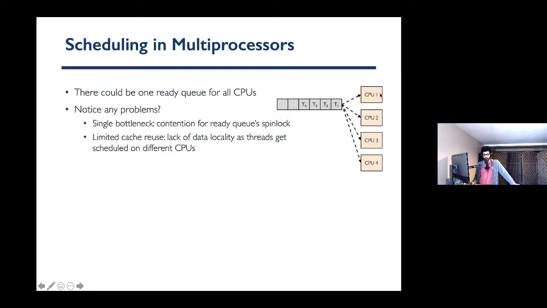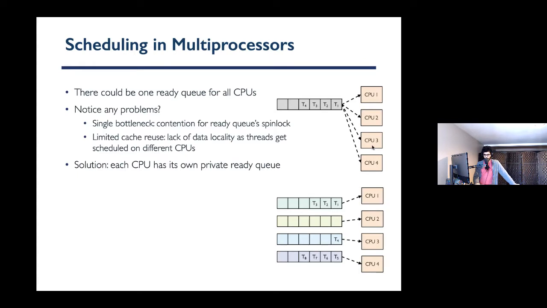There are no other tasks in the system. So T1 goes to CPU 1, runs, caches some data, and then comes back. And by chance, next time CPU 3 dispatches T1 or dequeues T1 and starts running it. So now T1 is running on CPU 3. It has to cache all its data again, because there is no guarantee that it's going to go back to the same CPU that it started with. So you would get really limited cache reuse, and that could have performance implications as well. So how do we fix this?